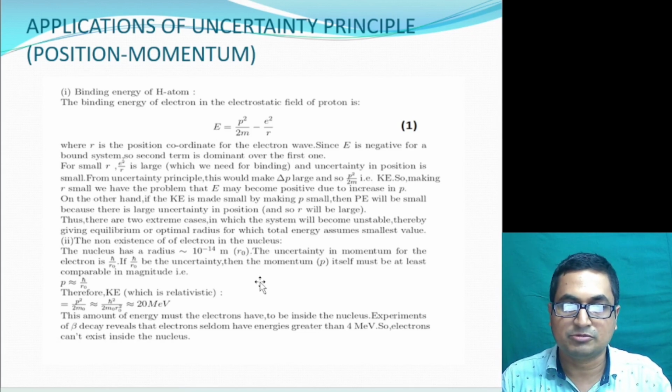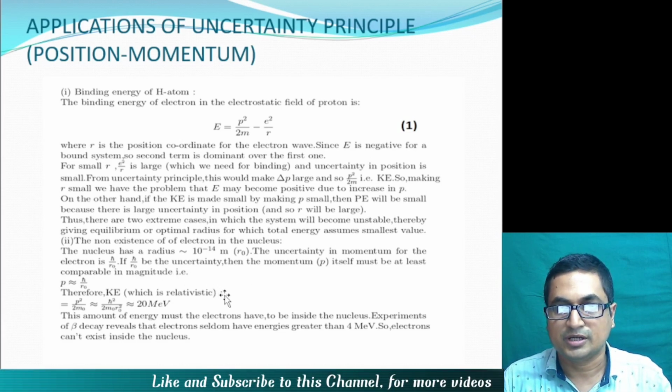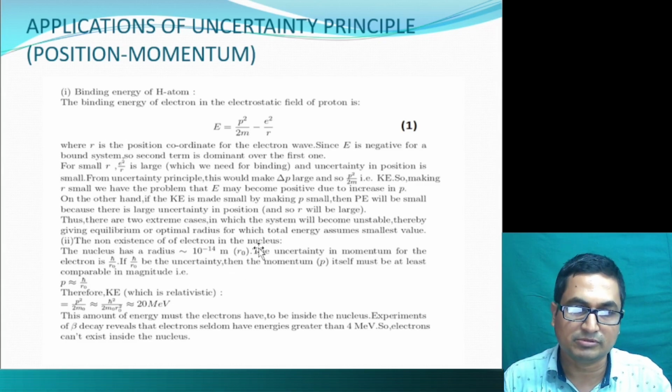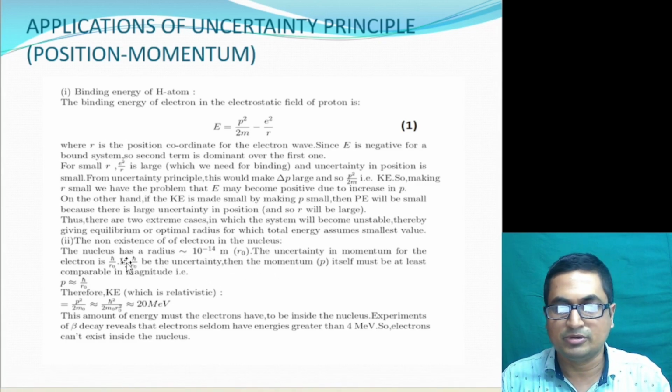Initially it was believed that an electron can exist within the nucleus, but with the application of the uncertainty principle, it was proved that an electron cannot be a part of the nucleus. We usually know that the nucleus has a radius of 1 Fermi, about 10 to the minus 14 meter, and in a sense then the uncertainty in momentum will be h-cross by R naught. If this is the uncertainty, then definitely the momentum must be at least of this order, because the minimum value of the momentum is always at least equal to the uncertainty in it.